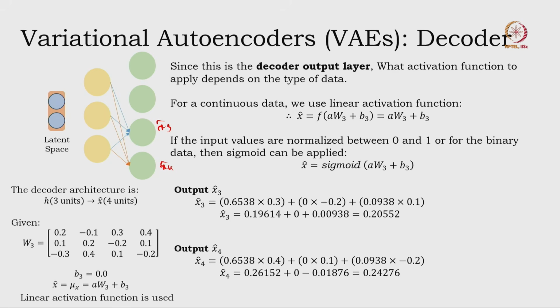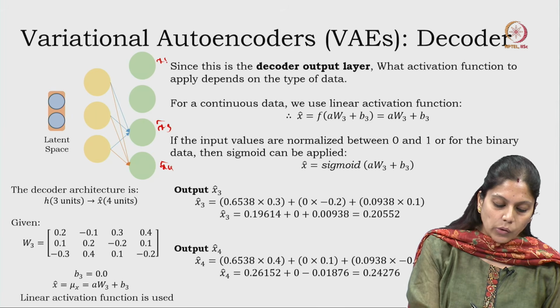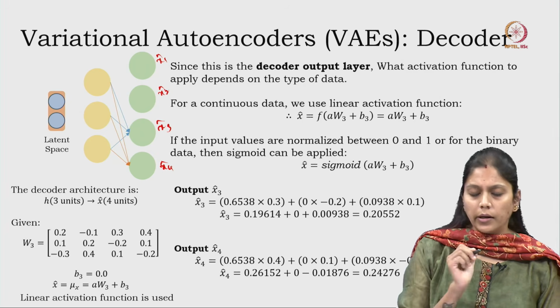So now what have we obtained? We got the output of the decoder output layer at the decoder side. This is the output layer, and we got the output. By the end of this we got x1 hat, x2 hat, x3 hat and x4 hat.